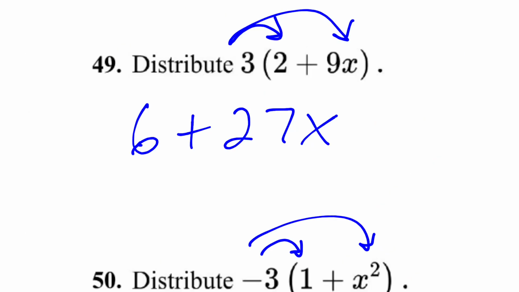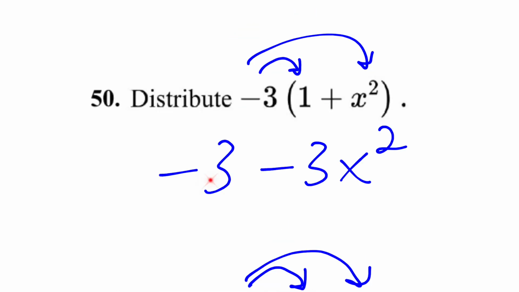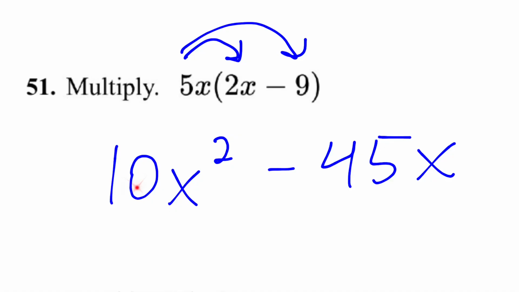49, I distribute, which means I take the outside number and multiply it by each inside term. 3 times 2 is 6, 3 times 9 is 27, and you bring down the x. Negative 3 times 1 is negative 3, and you bring down the x squared. There's a 1 in front of x squared. 5 times 2 is 10, and you add up these exponents using the product rule. So 1 plus 1 is 2, or x times x gives you x squared. 5 times negative 9 is negative 45. There's only one x, you bring it down.